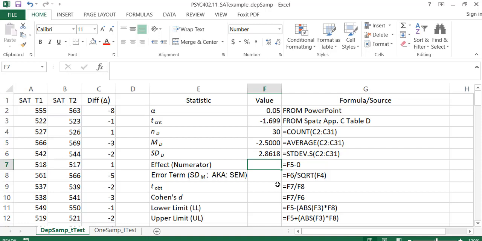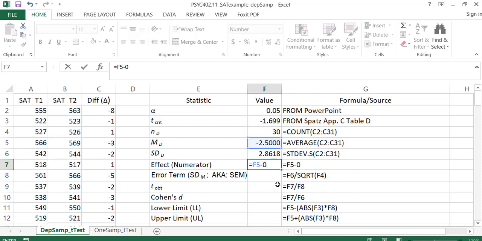The effect then is going to be this difference minus the difference in the population. Again, if it's not specified, typically we are looking to see, is this different from 0? So if there was no change, which if we didn't do anything, if we didn't improve individuals' performance from time 1 to time 2, what we would expect to happen would be that there would be no change.